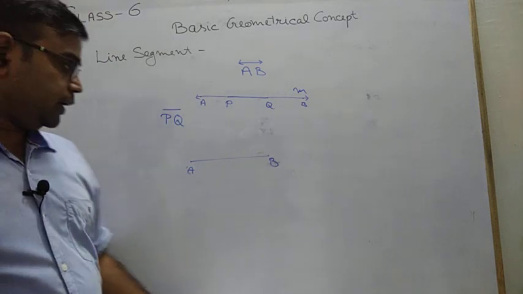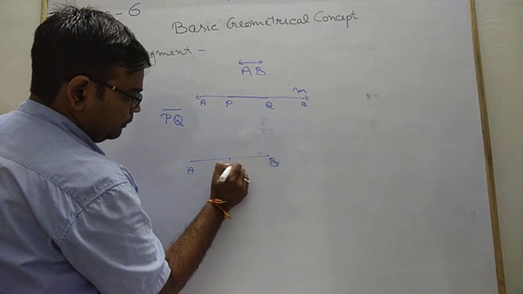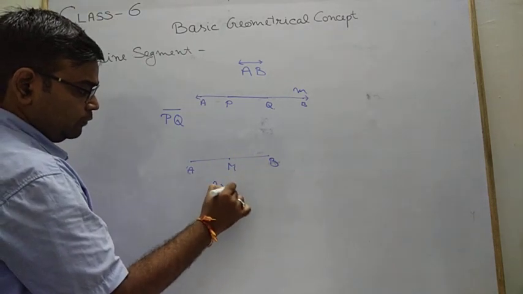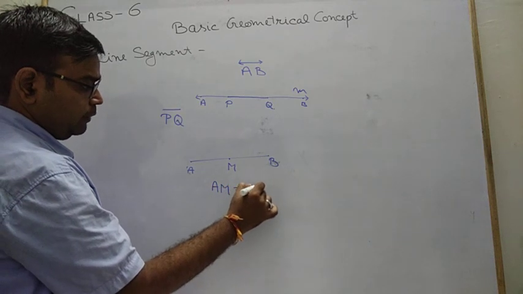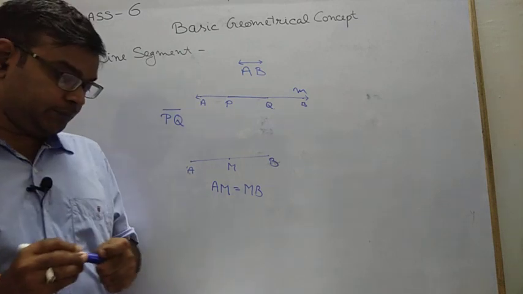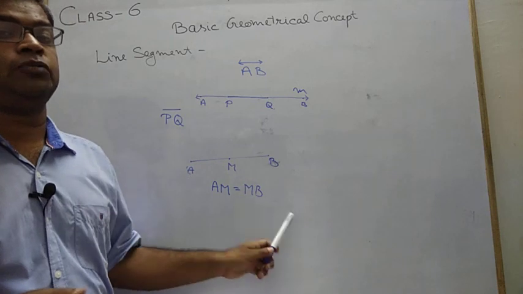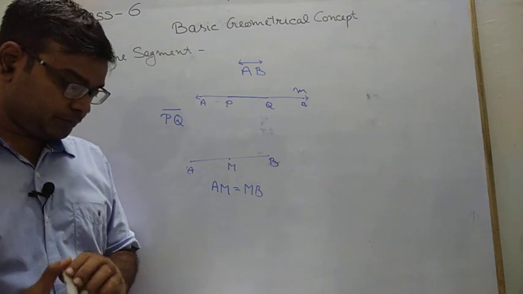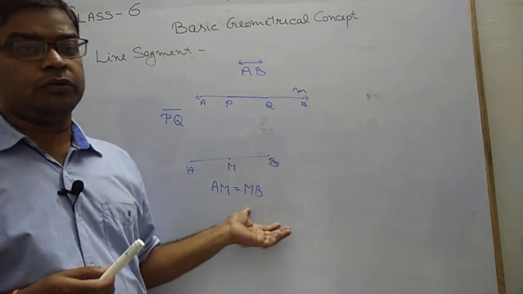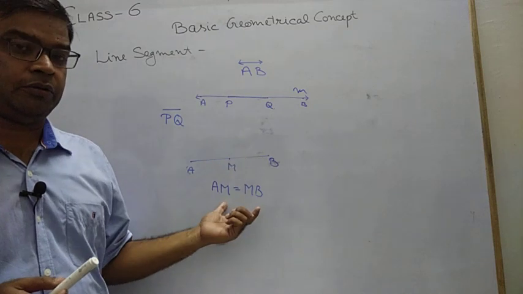Then if we have some point M on line segment AB such that the length of AM is equal to the length of MB, then M is called the midpoint of line AB. Midpoint is the point which lies exactly at the middle of a line segment. Now we already discussed parallel and intersecting lines, that if their distances are equal, they are parallel. The same concept is used in line segments also.